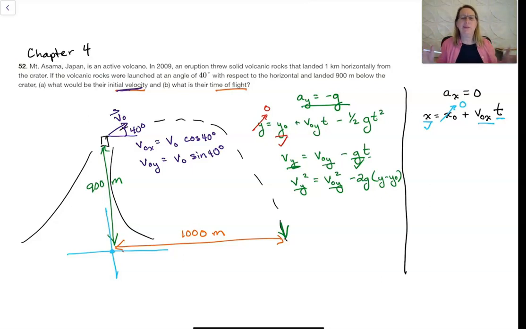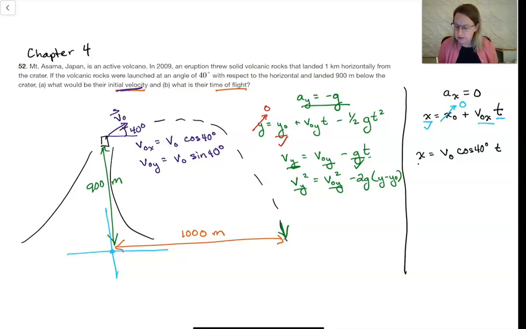And I know you're thinking, this didn't win me very much, because if I plug it into my x equation, I get x is equal to, keeping that 0, v naught, initial v, cosine of 40 degrees, t. I still have two unknowns. So I'm not helping us out very much, but there's something about these two unknowns.